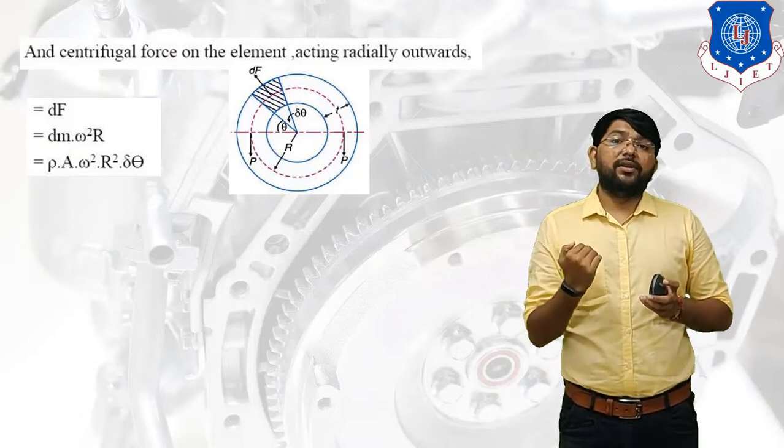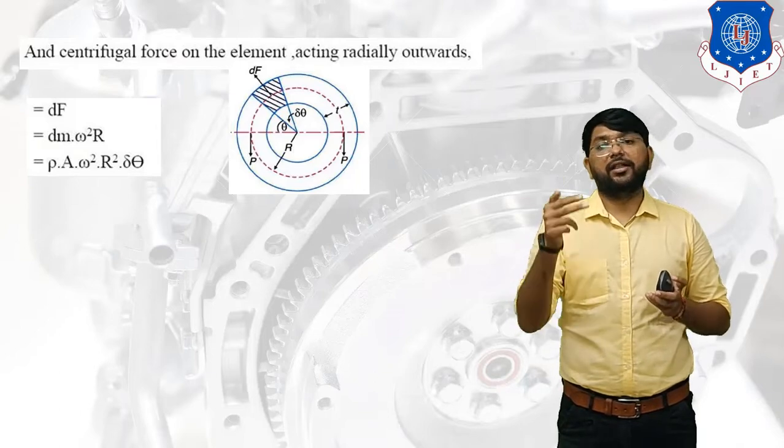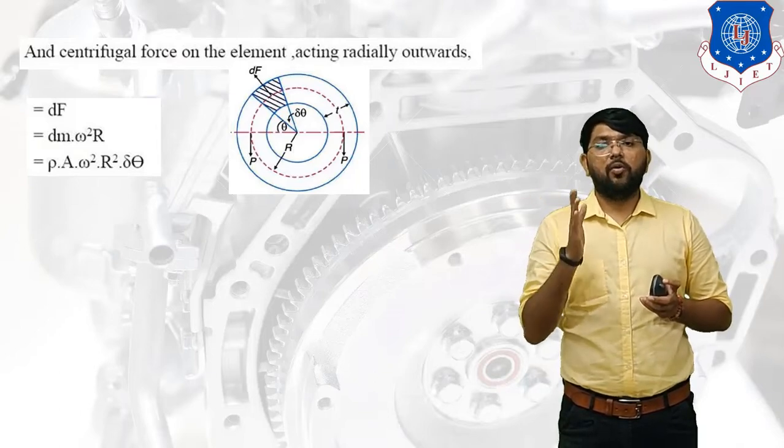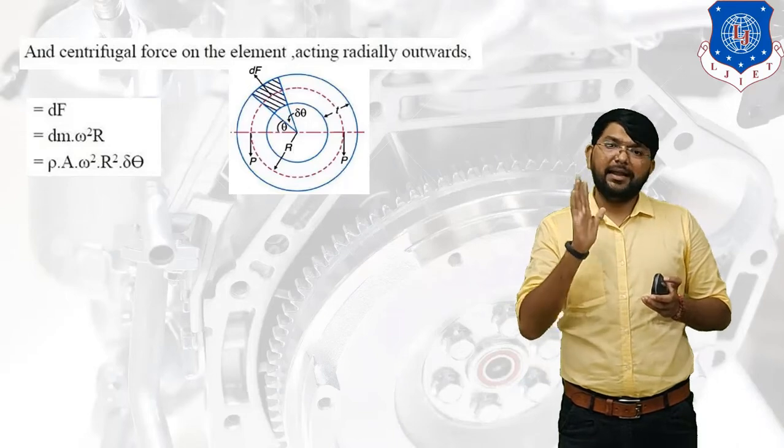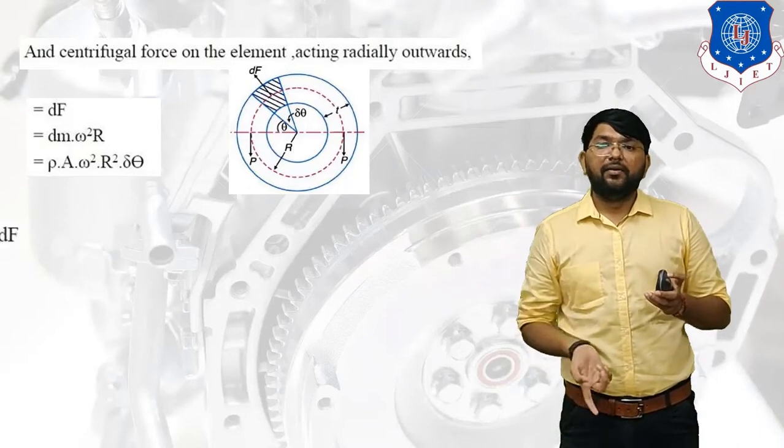And also we have the value of dm, so we have to put this value over here. Then the equation is converted in the form of rho A omega square r square delta theta. Clear? So this is the equation for the centrifugal force.